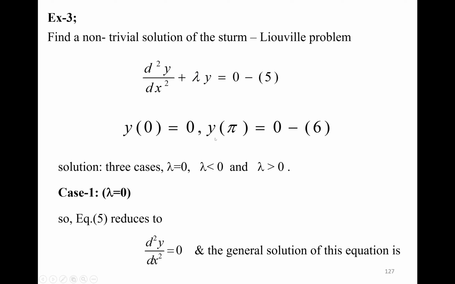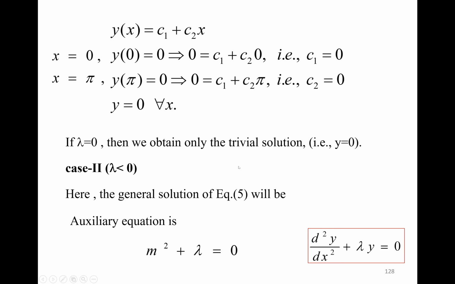The boundary conditions are given as y of 0 equals 0, y of pi equals 0. So this is equation 6. What is the solution? There are 3 cases: lambda equals 0, lambda less than 0, and lambda greater than 0. We are going to find a non-trivial solution of the Sturm-Liouville equation for these 3 cases. Case 1: lambda equals 0. Look at equation 5. Substituting lambda equals 0, we have d squared y by dx squared equals 0. The general solution of this equation is y of x equals c1 plus c2 times x.